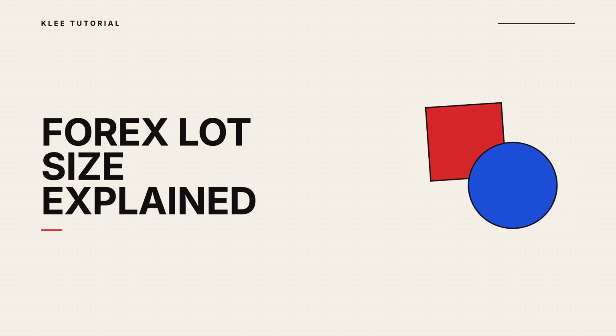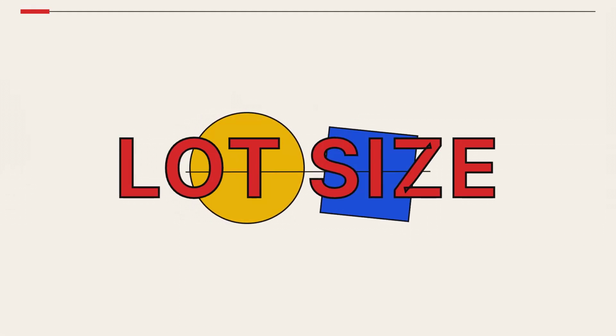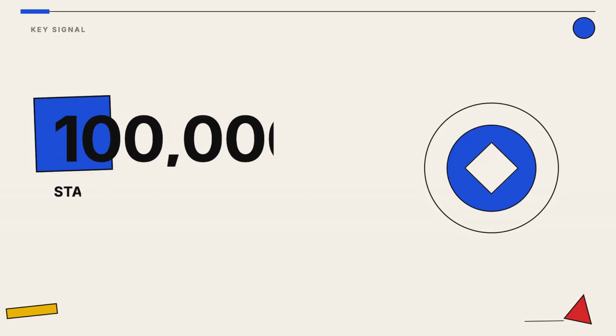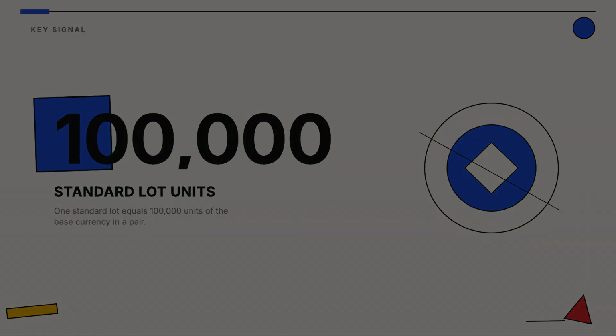In the foreign exchange market, understanding lot sizes is critical to managing your risk. Let's break down what they actually represent. A lot size is simply the volume or quantity of base currency units you are buying or selling in a single trade. A standard lot is the industry benchmark, representing 100,000 units of the currency you are trading.